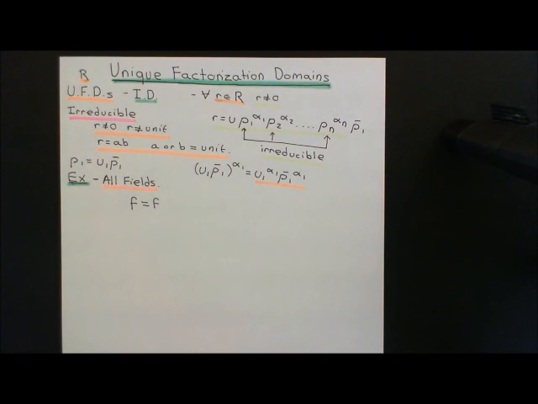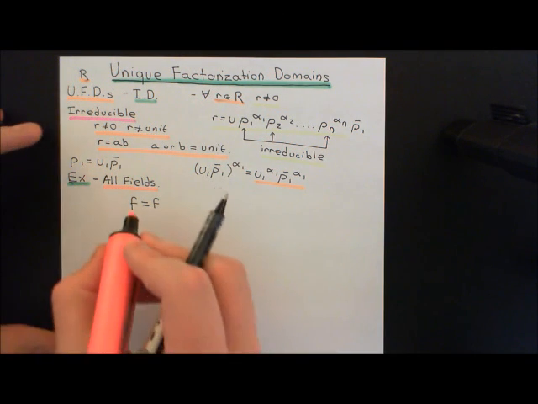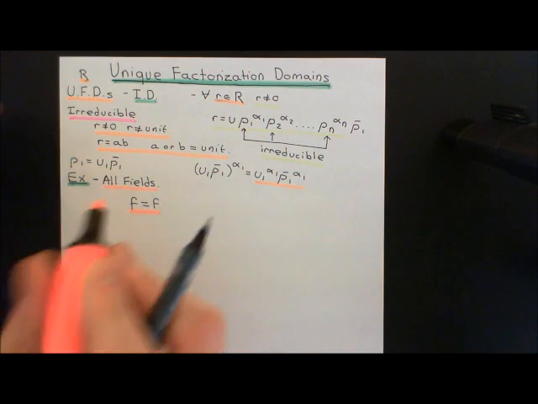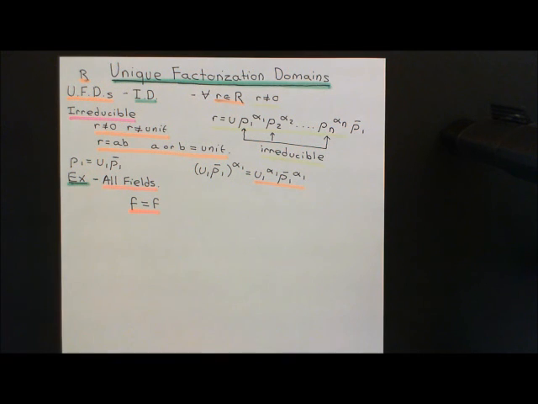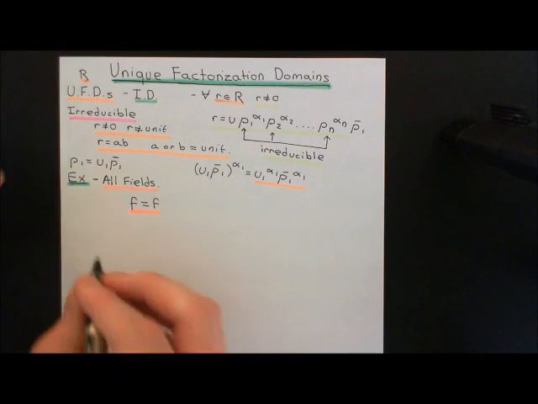Put more bluntly, there are no irreducibles in a field, because an irreducible needs to be a non-additive identity, non-unit element, and there are no such elements in a field. So these irreducible factorizations are very, very simple in fields, and they certainly trivially obey the criteria for a unique factorization domain. Okay, so all fields are trivially unique factorization domains.